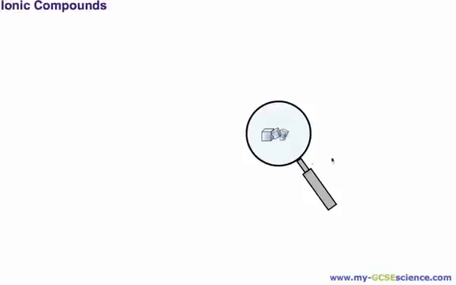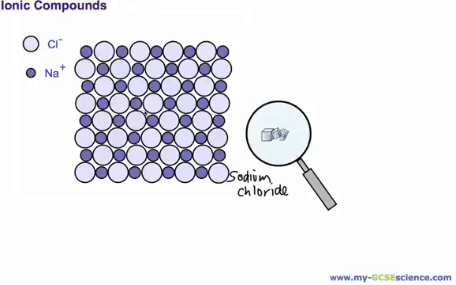The first thing we're going to look at is a magnifying glass looking at some common table salt, some grains of salt, and as we know, salt is actually the compound sodium chloride. Now if we were to look in a great amount of detail at the structure of the particles in sodium chloride, you would notice it looks a little something like this.